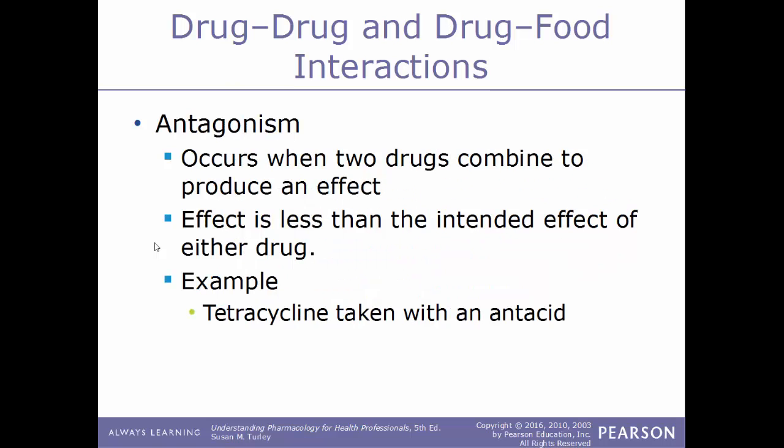Now, the opposite of that, antagonism, this occurs when two drugs combine with each other to produce an effect. Now, the effect is less than the intended effect of either drug independently. So, for example, taking tetracycline with an antacid. Tetracycline by itself has an effect. Antacids by themselves have an effect. You take them together, and their effects are lessened, so they have a much lowered effect.